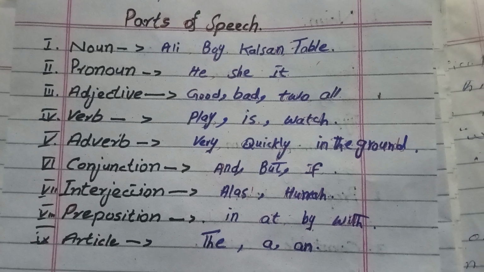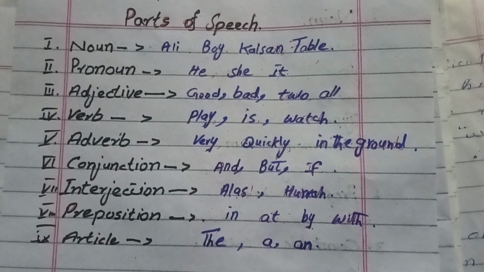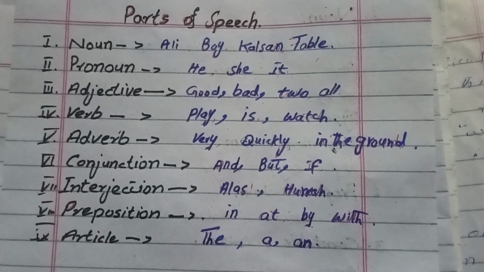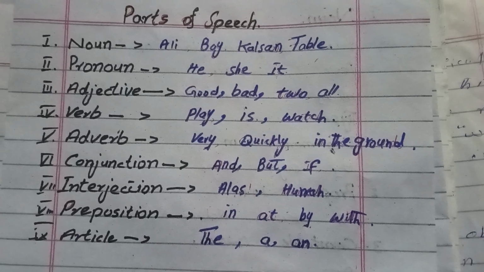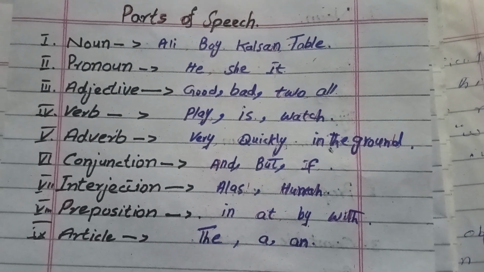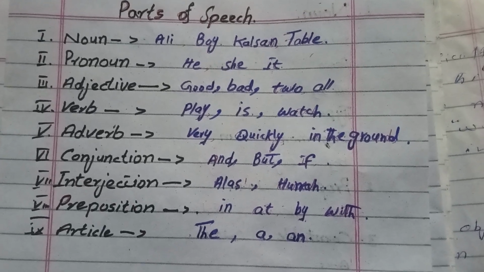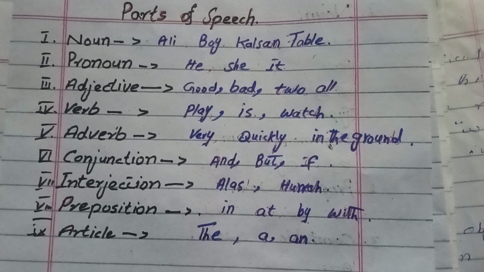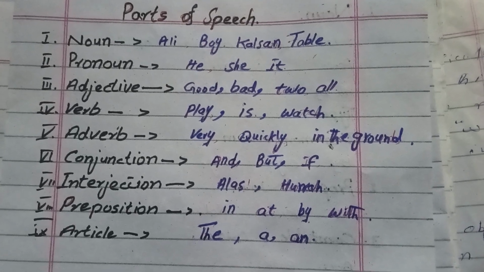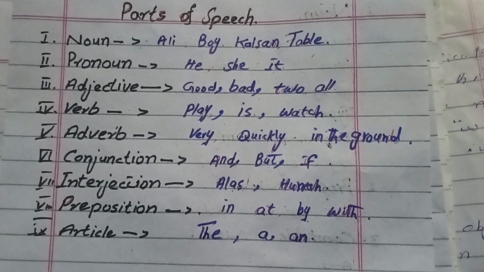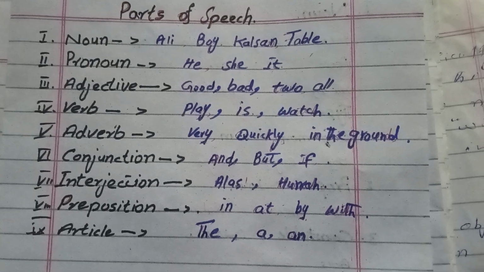Today in this video I am going to talk about parts of speech. The other name of the part of speech is classes of words or the types of words. If we talk about the English language, then we have 9 parts of speech. The first one is noun. Noun is defined as a word which is used to refer to a person, place or thing.